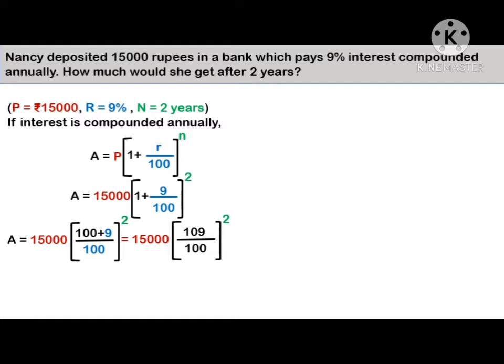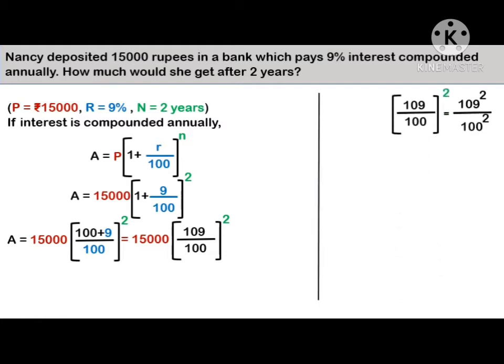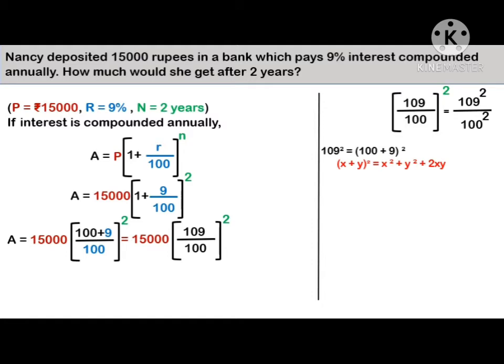First, let us solve this 109 by 100 all squared. That is 109 square by 100 square. You know how to do this 109 square by using an equation. That is 109 square equal to 100 plus 9 square. You know x plus y the whole square equal to x square plus y square plus 2xy. Here 109 square means 100 plus 9 square. That is 100 square plus 9 square plus 2 into 100 into 9. That is 10,000 plus 81 plus 1,800.